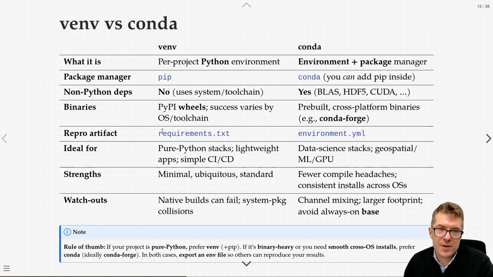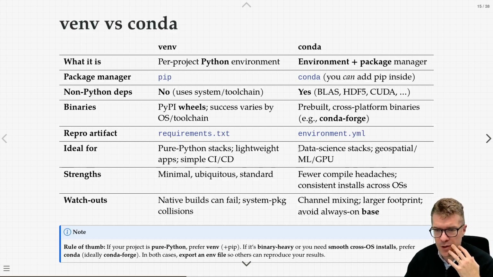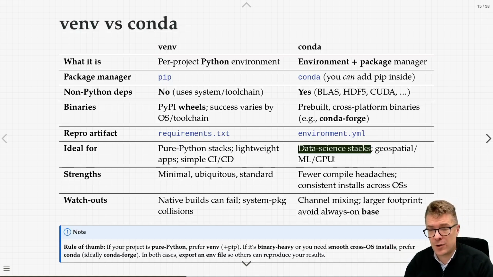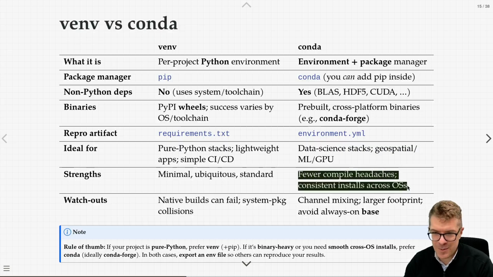You produce descriptions of your environment in both of these. venv produces a text file, which is fine. Conda produces a YAML file. venv sometimes can be used for pure Python stacks, lightweight apps. I find that conda can be fairly lightweight also. I haven't found it to be too onerous. But when we're doing data science and we have a lot of dependencies and a lot of tools that we're applying to a problem at once, especially the machine learning tools, conda might be more appropriate. venv is minimal. I say ubiquitous. It's not really ubiquitous. Conda, fewer headaches in my experience.